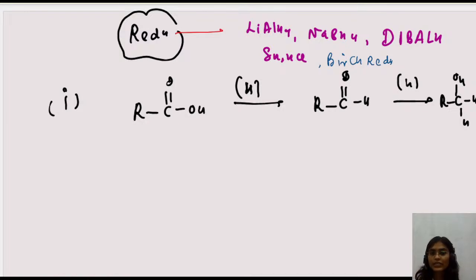Now suggest me any reagent out of lithium aluminum hydride and NaBH4, or DIBAL-H and Sn/HCl, or Birch reduction. Which one do I have to use if I want to stop the reaction at the aldehyde only? Wolf-Kishner one. Which we can't use. Do you know what is Wolf-Kishner reaction?